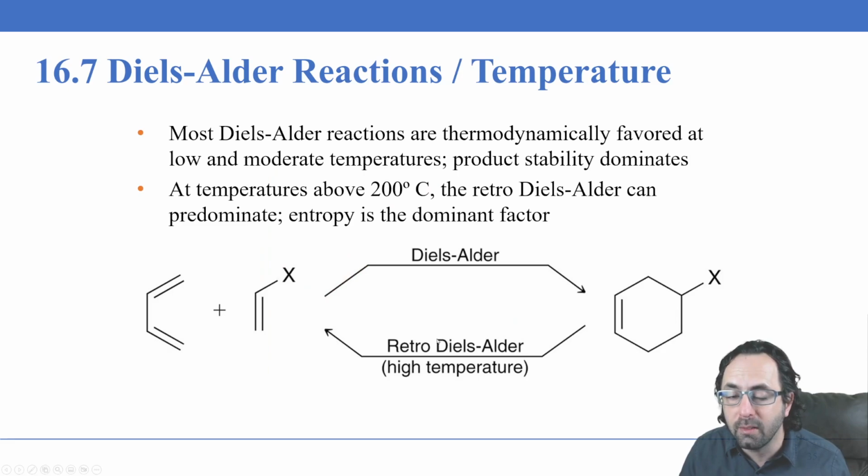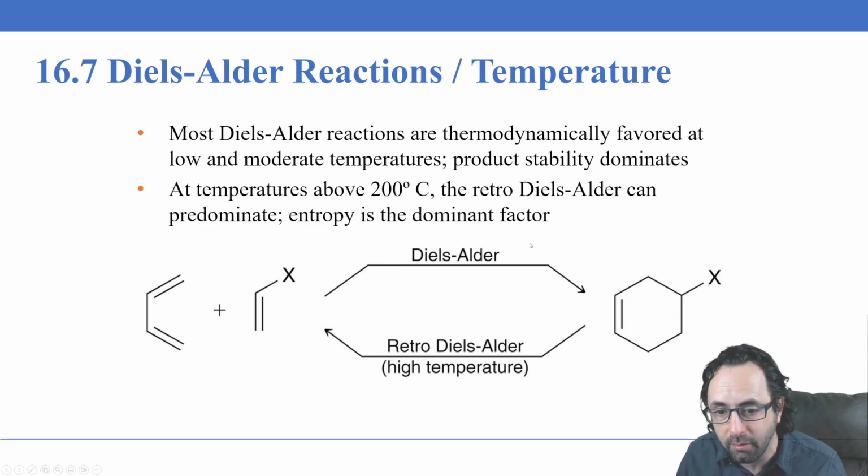As you can see from that reaction energy diagram, most Diels-Alder reactions are going to be thermodynamically favorable, so the products will have a lower Gibbs free energy than the reactants, and they're going to be thermodynamically favored at low temperatures. There it's about the product stability, but at very high temperatures the retro Diels-Alder can predominate, and that's because entropy will be the dominant factor.